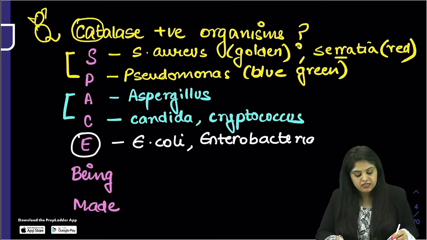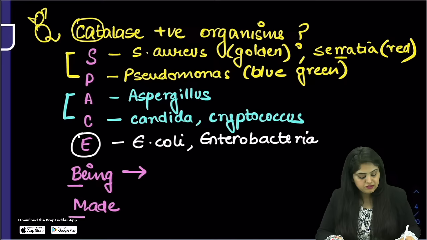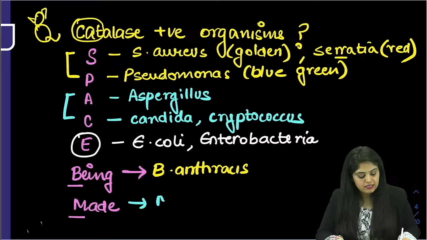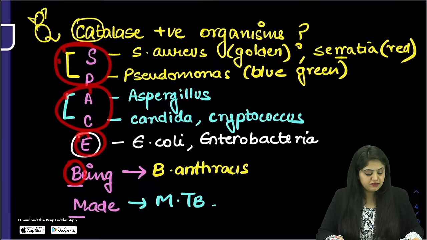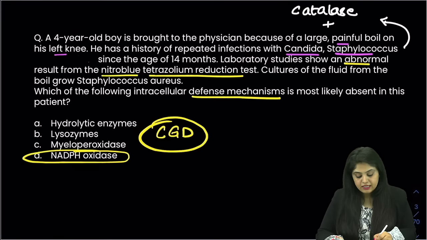Space being made, so B and M. B is the deadly one, that is Bacillus anthracis. And M is the India favorite, that is Mycobacterium tuberculosis. Also Micrococcus, but that you can ignore. Having said that, quick revision: first the pigment ones, then the fungal ones, then Enterobacteriaceae, Bacillus anthracis and MTB. Whenever you get a question with too many of these organisms, like you had over here, Candida and Staph, meaning catalase positive, we are thinking of a disease called CGD.